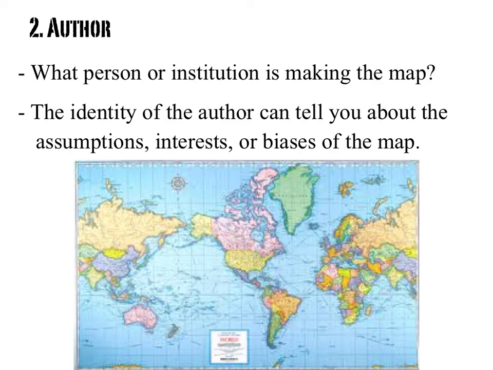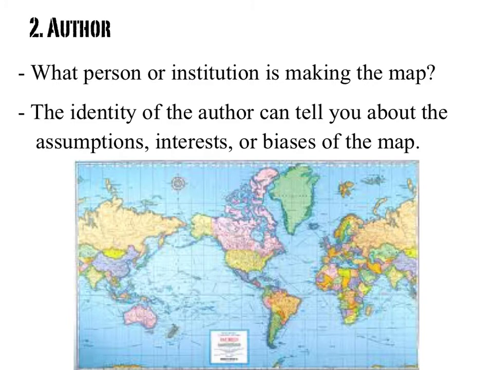Second thing to look for, second element, is the author. Sometimes there won't be an author given, and that's okay. Usually when that happens, it means the map was created by some company, or, I don't know, the manufacturers of your textbook, of an atlas, a book of maps, that kind of thing. And the author will tell you if it is a person or an institution, perhaps.